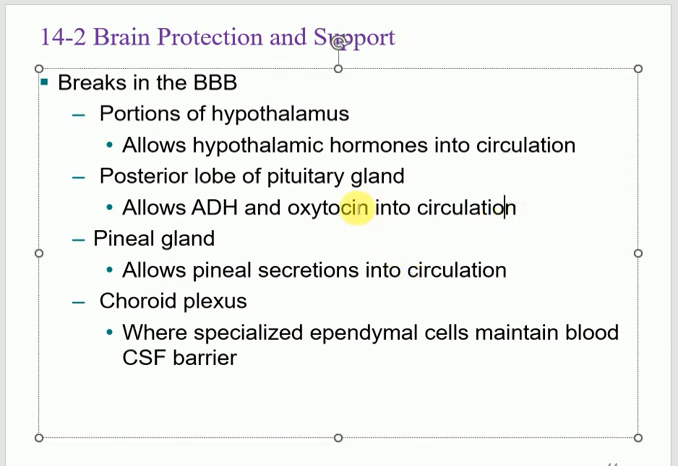Another one for the posterior lobe of the pituitary gland. Posterior pituitary gland, because this is where we store the hormones, ADH and oxytocin, so you should allow it to communicate. You also have a break for the pineal gland so that it releases its secretions. And the last one is for the choroid plexus. This one also has its break to allow the CSF, to maintain the CSF.